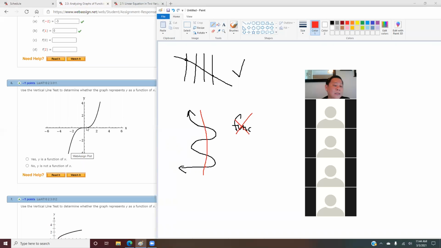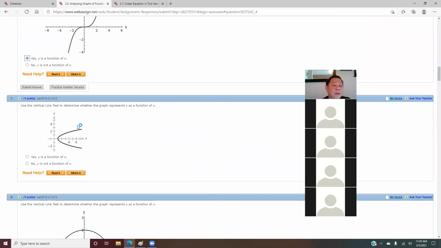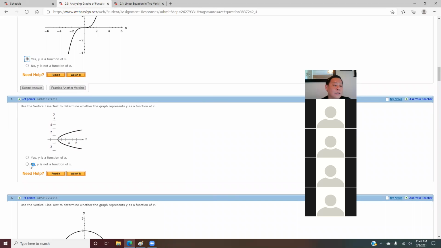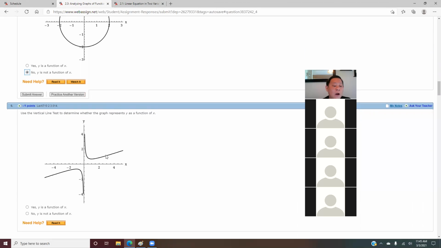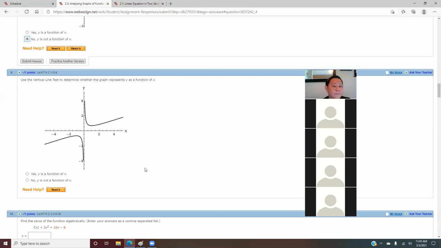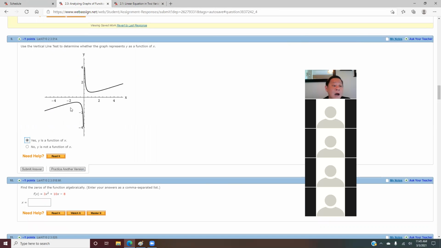So can someone tell me, using a vertical line test, is this a function or not? It's a function, because every time you draw a vertical line, it crosses at 1 point. How about this one? No. This is not a function because every vertical line crosses 2 points. This one? No. So it's easy to figure out if it is a function or not. You just draw. How about this one? Yes, every time you draw a vertical line, it will cross at 1 point.